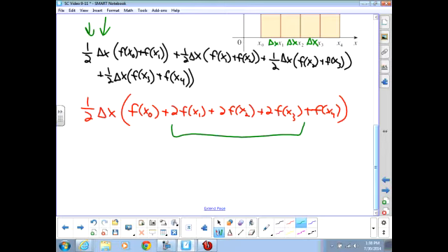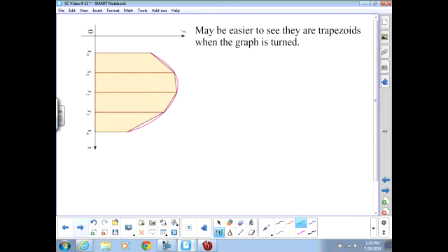So the short story is your trapezoidal rule, you'll do 1/2 times your width, and then inside the parentheses, the first x value and the last x value, you'll just have f of those once. All the ones that are in the middle, you'll have f of those with a 2 out in front. And it might be easier to see if you turn the graph sideways that they are, in fact, trapezoids.